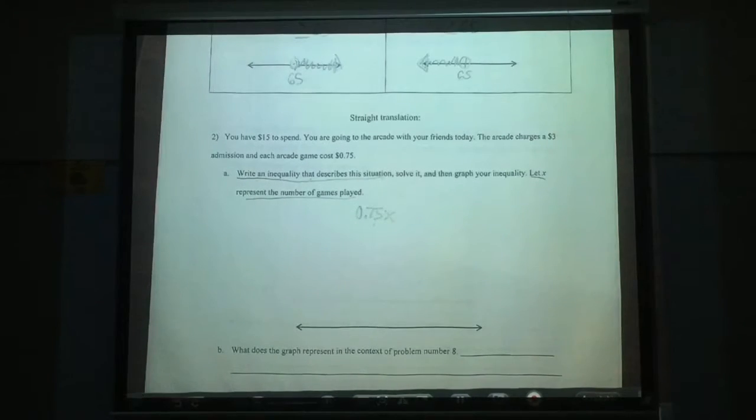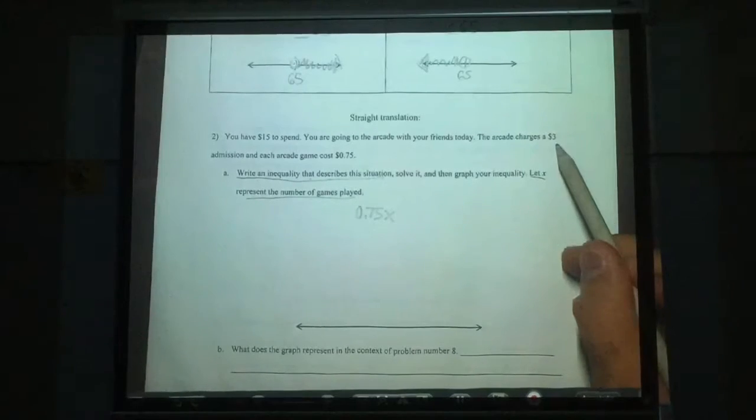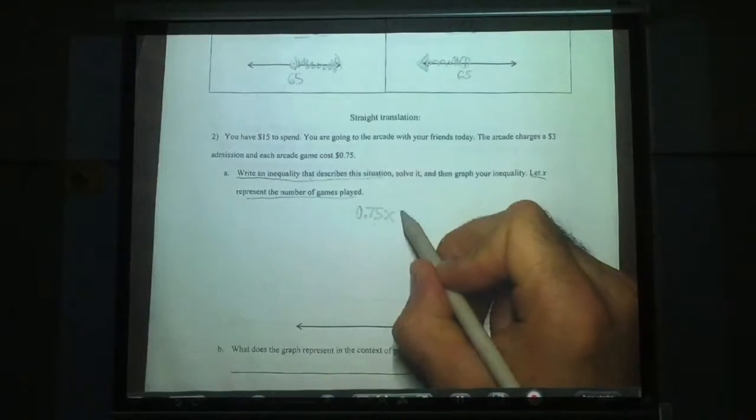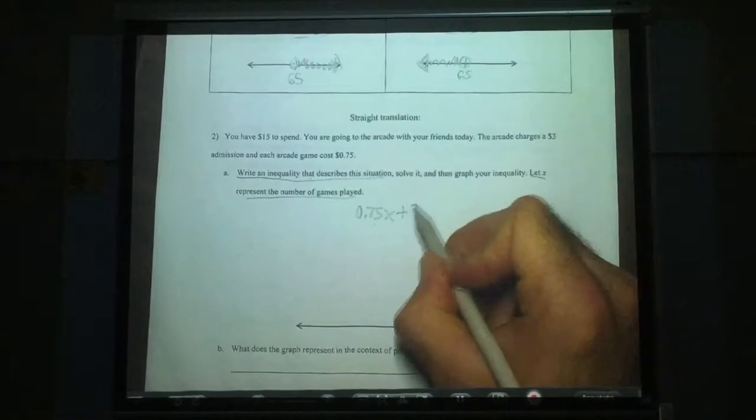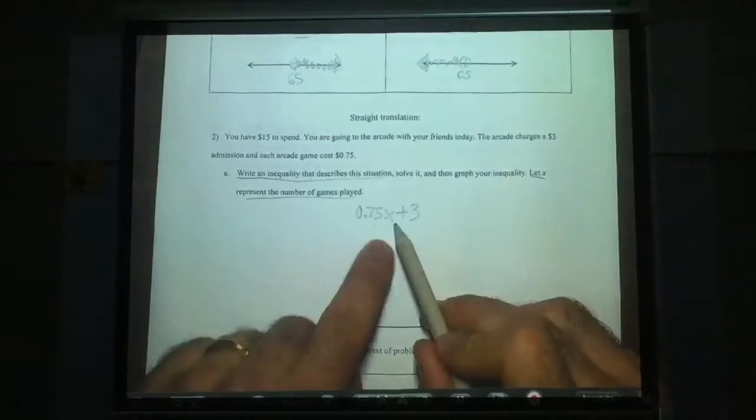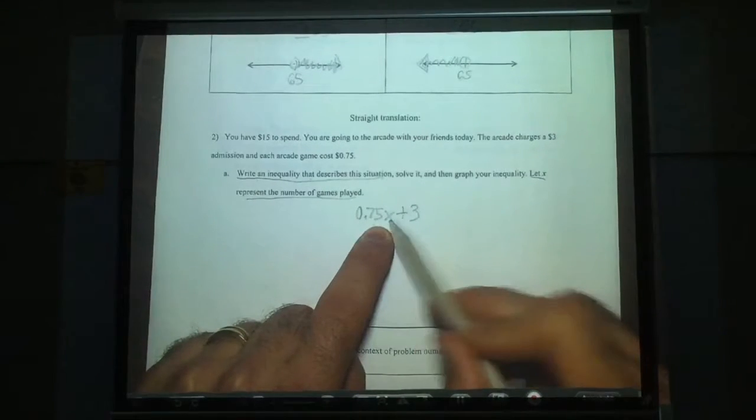If your friend didn't play at all, your friend would still have to pay money though. Your friend would have to pay $3 because that's the admission fee. Same thing with you. You are going to have to pay $3 just for walking in the door. Now say that you played 0 games. If there was a 0 here, then you'd only pay $3.